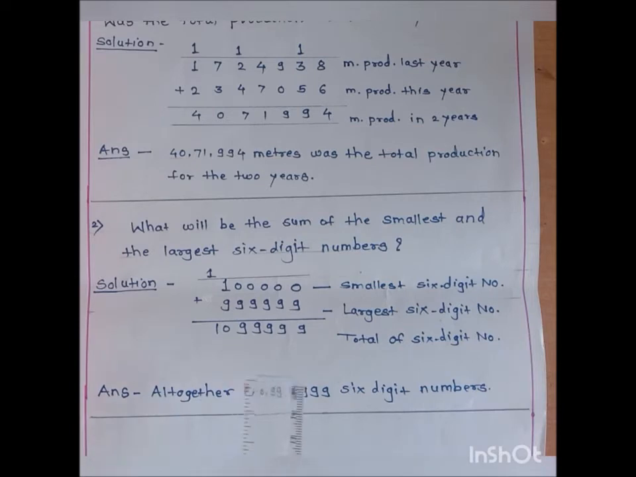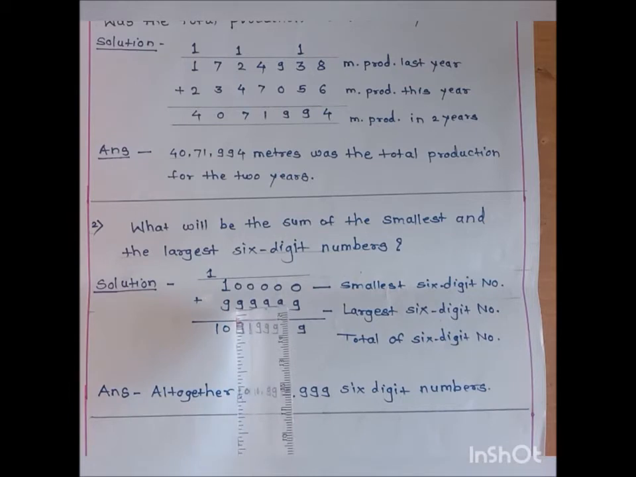Now let us add these two numbers. 0 plus 9 is equal to 9. This is repeated for each of the five digits.